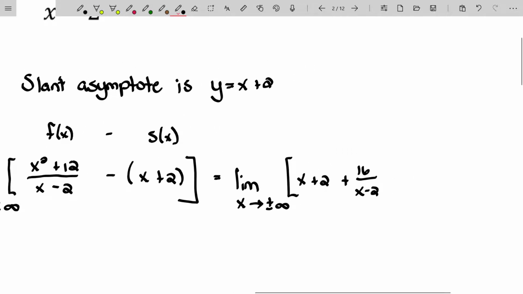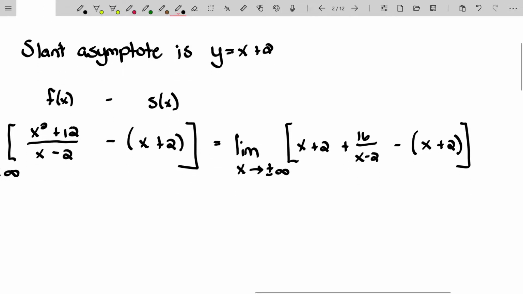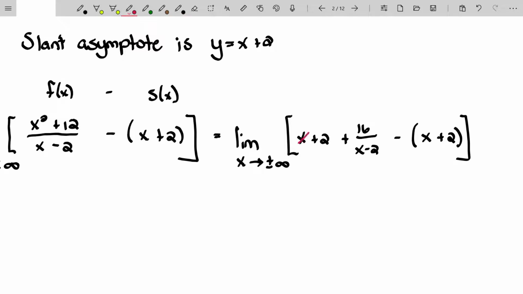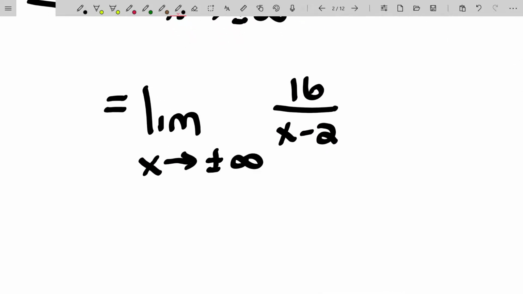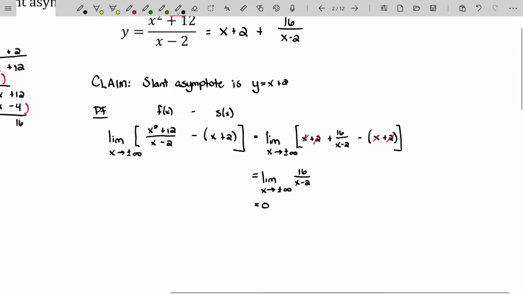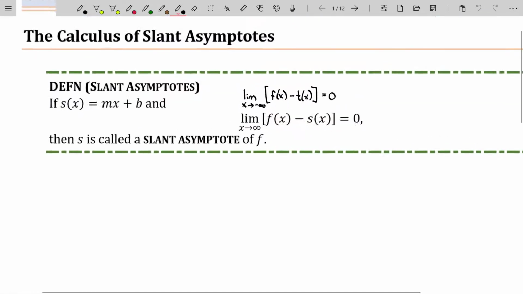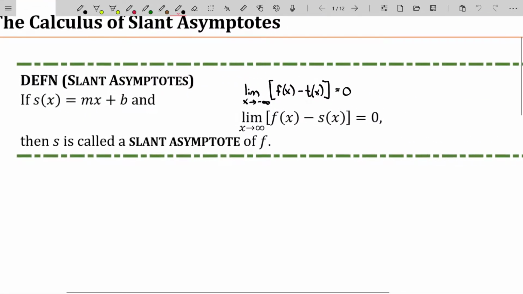And we are subtracting the supposed slant asymptote. Well, you can see in this case, the x's will cancel beautifully, and so will the 2's. And you end up with a very easy limit. The limit as x approaches plus or minus infinity of 16 over x minus 2. And we can easily recall, hopefully that you can, that 16 over something approaching infinity is essentially 0. So that limit is 0. And that is what you want, actually. You want that limit of that difference to become 0.